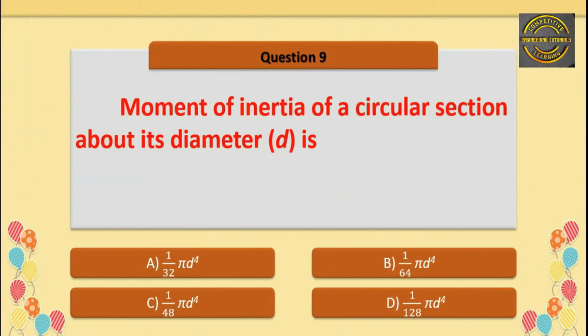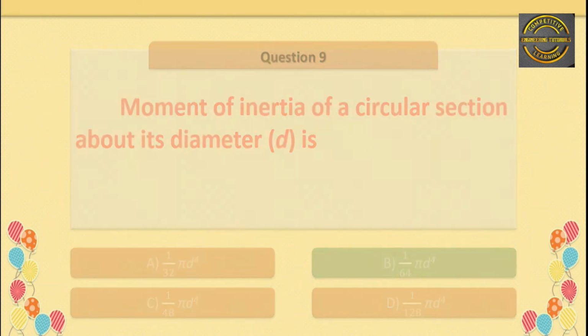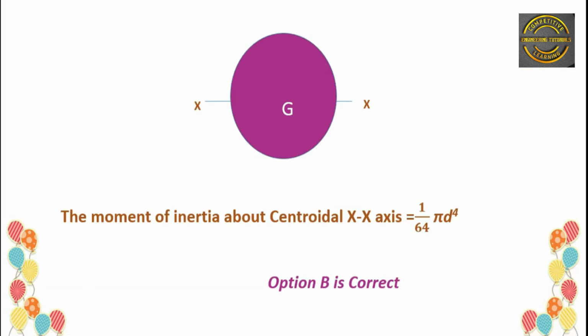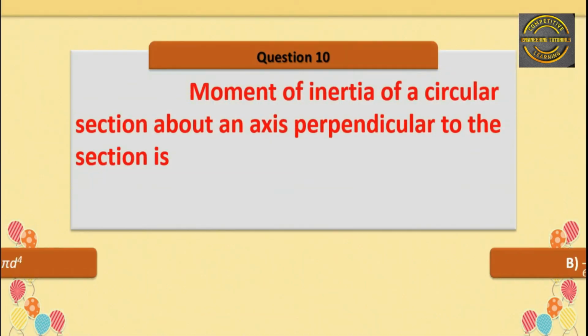Question number 9. The moment of inertia of a circular section about its diameter d is. Option B is correct, 1 by 64 into pi d power 4. Here this one is the explanation. The moment of inertia about centroidal x-axis is 1 by 64 into pi d power 4. Option B is correct.